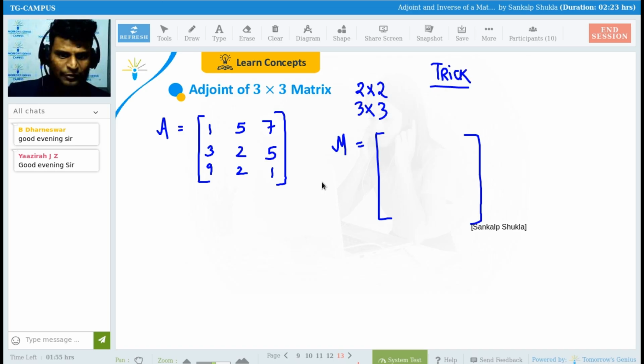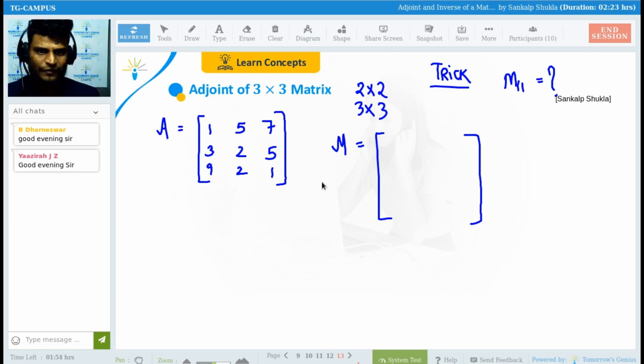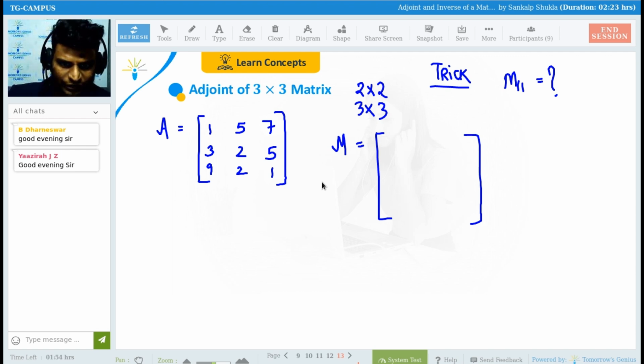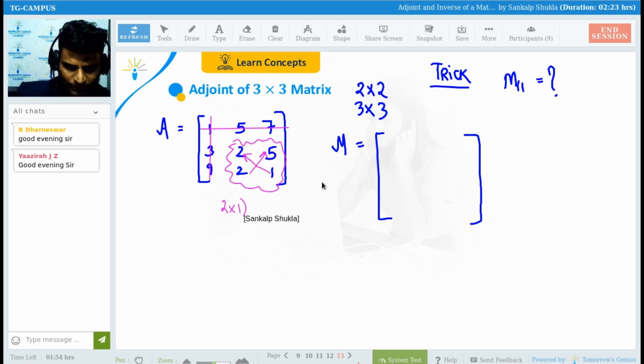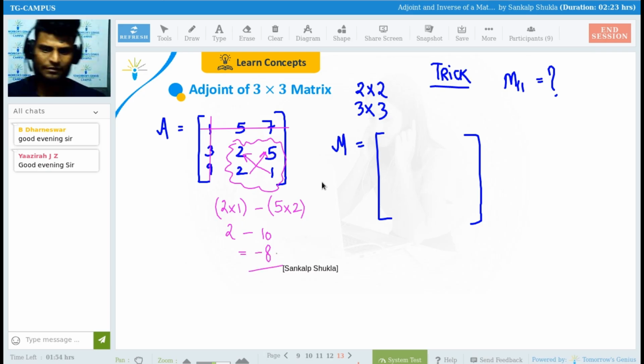See, how do we find the minor of a 3 cross 3 matrix? Suppose I have to find M11. I'll check which row and column M11 falls in. M11 is clearly in the first row and first column. As in the 2 cross 2 matrix, I'll cancel this entire row and this entire column. But now there are 4 elements left, so there is one extra step: cross multiply the elements and take the difference. Multiply this by this and this by this, and take the difference. So 2 into 1 minus 5 into 2. That is 2 minus 10, that is minus 8. This is clear?